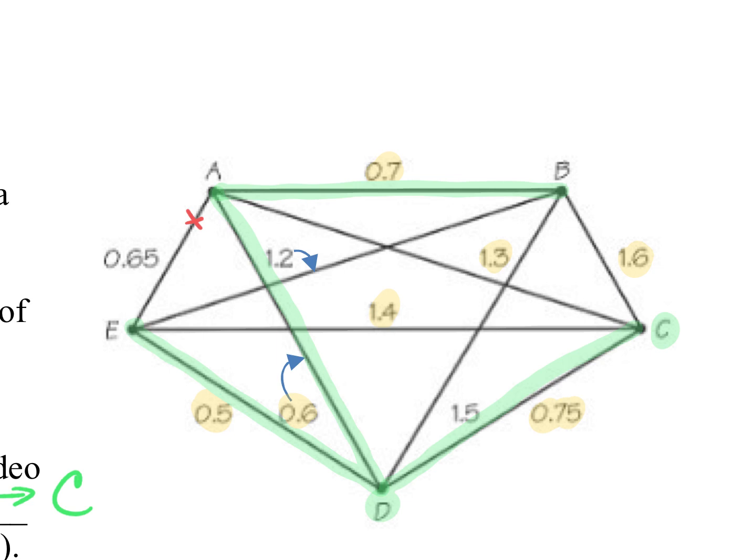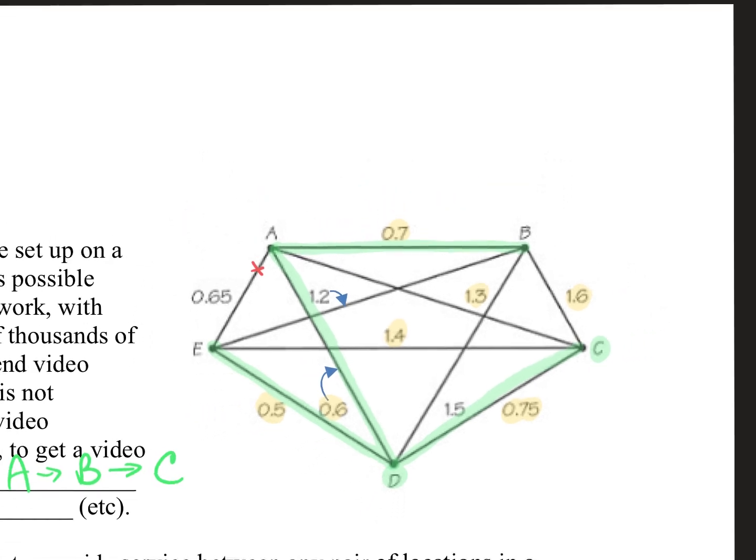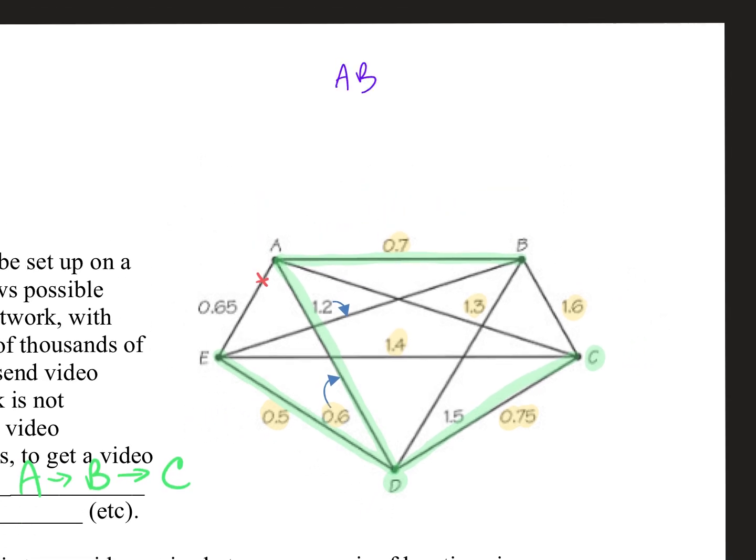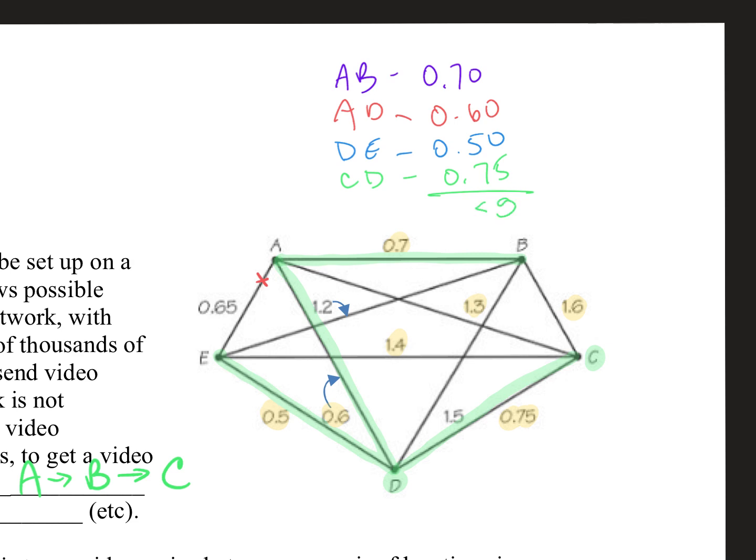But this is my solution. Now you take these values and add them up. We started with AB, which was 0.70. Then we had AD, which was 0.60. Then vertex D to E, which was 0.50. And the last one was CD, which is 0.75. We're going to add this up, and this is my total cost. We still have total cost when we're talking about minimum cost spanning trees. So I add this up: 5, another 5, carry the 2, and this is 2.55 million, which is my total cost.